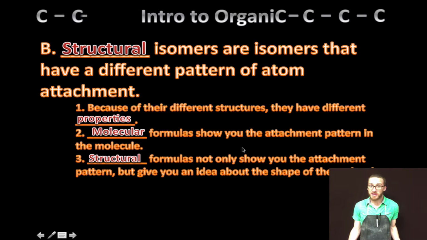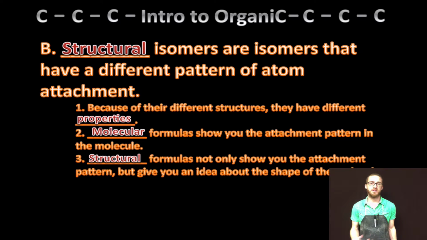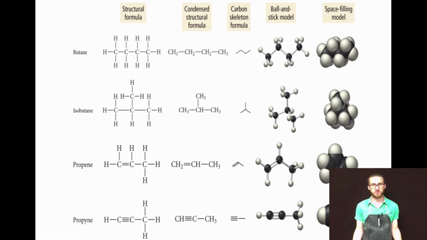Some important things to keep in mind. Because of their different structures, they have different properties. And it's important to know that you can no longer just rely on a molecular formula to show you the attachment pattern in the molecule, which is why it's often helpful to look at what's called the structural formula, which shows you not only the number of atoms, but the pattern of attachment as well. So take a look on your screen and in your notes. You're given some examples of structural formulas and condensed structural formulas and help you differentiate between the different types of isomers that you might be working with.